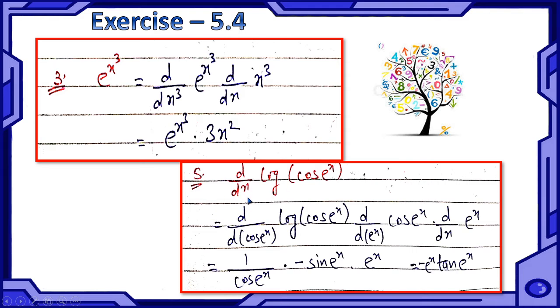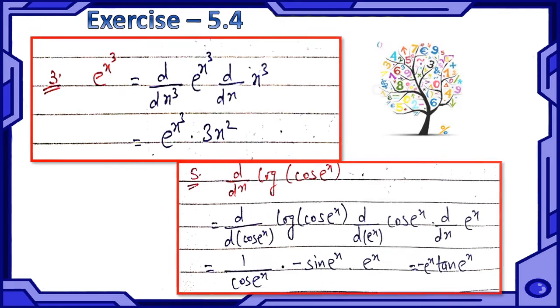Question number 5, d by dx of log of cos e power x. Here also chain rule. First of all, let's take the derivative of log with respect to cos e power x, then derivative of this thing with respect to e power x, then derivative of e power x with respect to x. So derivative of log is 1 upon x, means 1 upon cos e power x. Derivative of cos x is minus sin x and e power x is e power x. Minus sin e power x upon cos e power x is tan e power x, and this e power x is as it is, minus as it is.